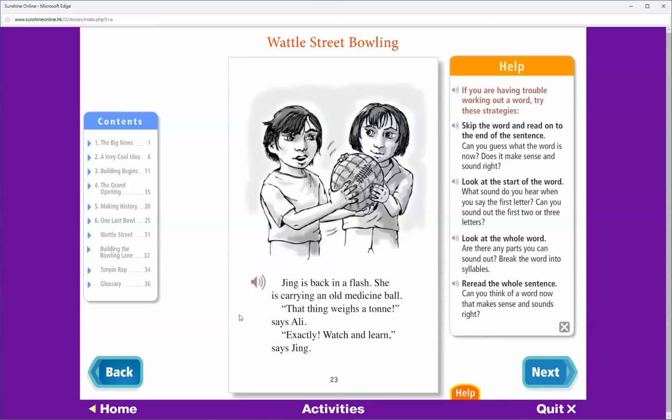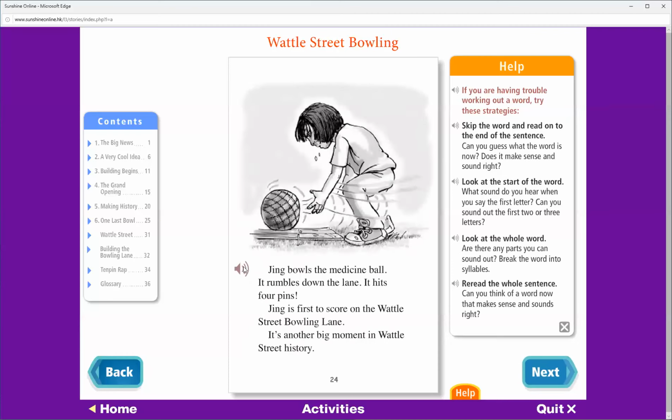Jing is back in a flash. She is carrying an old medicine ball. That thing weighs a ton, says Ali. Exactly. Watch and learn, says Jing. Jing bowls the medicine ball. It rumbles down the lane. It hits 4 pins. Jing is first to score on the Wattle Street bowling lane. It's another big moment in Wattle Street history.